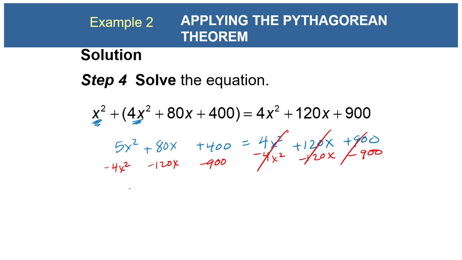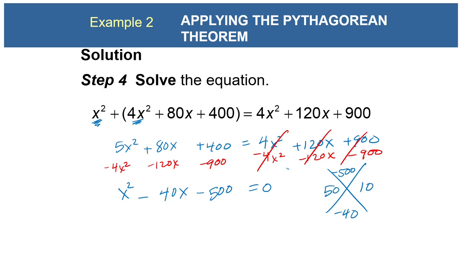I have now x squared minus 40x minus 500 equals 0. And now let's try to factor this. We have to find two numbers that multiply to get negative 500 and add up to negative 40. And that's going to be 50 and 10. It has to be a negative 50.